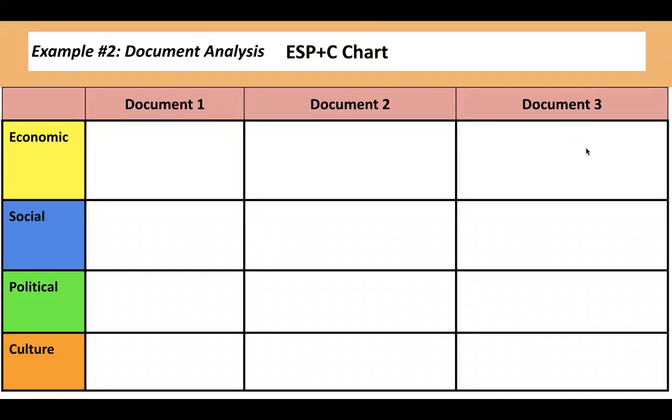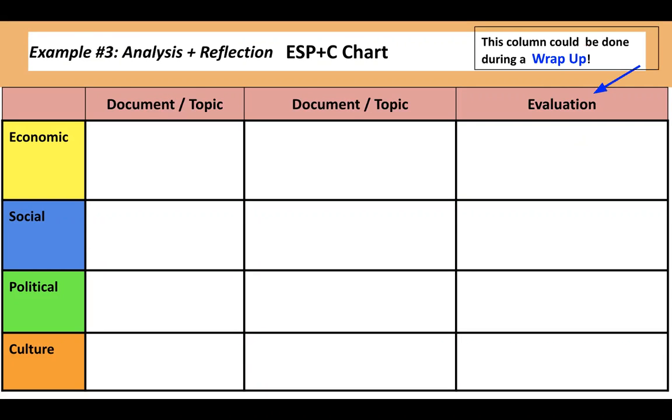So this is one way that you could use the chart. A second way that you could use the chart is for document analysis. You could do one document or several documents for this as well. Another way that you can extend the document or topic analysis with this chart is to add an evaluation component. Have students reflect on what they now have categorized. And you could create that third column and make it a wrap up or a reflection question.